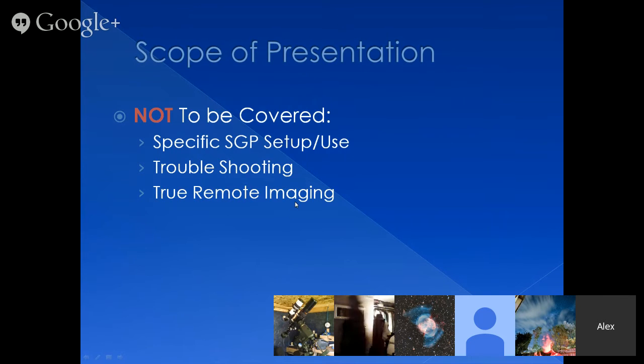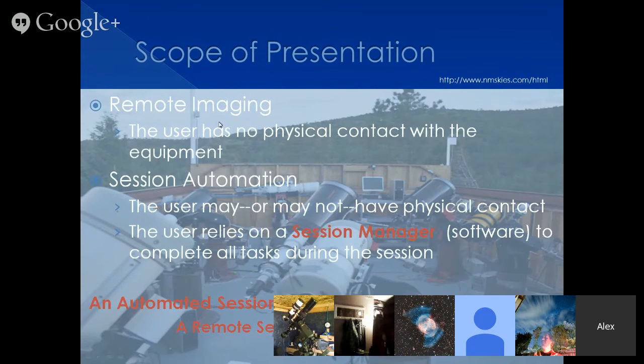Nor are we going to talk about true remote imaging. Now, a couple of guys have asked me, well, you're going to talk about remote imaging then, huh? And I go, no, remote imaging is one thing, and automation is another thing. In remote imaging, you aren't there. The equipment is far away from you, or maybe it's in your backyard like it could be with me. I have no physical contact with the equipment. In session automation, on the other hand, I may or may not have contact with it.